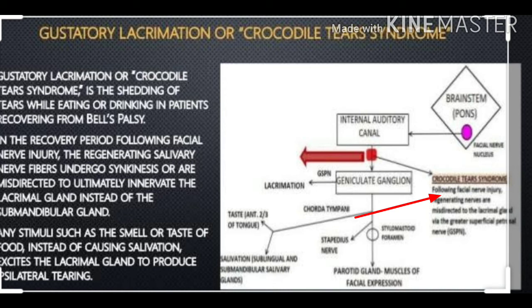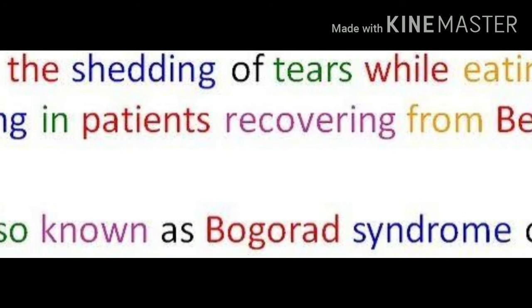The gustatory lacrimation or crocodile tear syndrome is the shedding of tears while eating. This occurs in patients with Bell's palsy. In the recovery period following facial nerve injury, the regenerating salivary nerve fibers are misdirected and ultimately innervate the lacrimal gland instead of the submandibular gland. So any stimuli such as smell or taste, instead of causing salivation, will cause lacrimation. So it is called gustatory lacrimation, or otherwise called Bogorad syndrome.